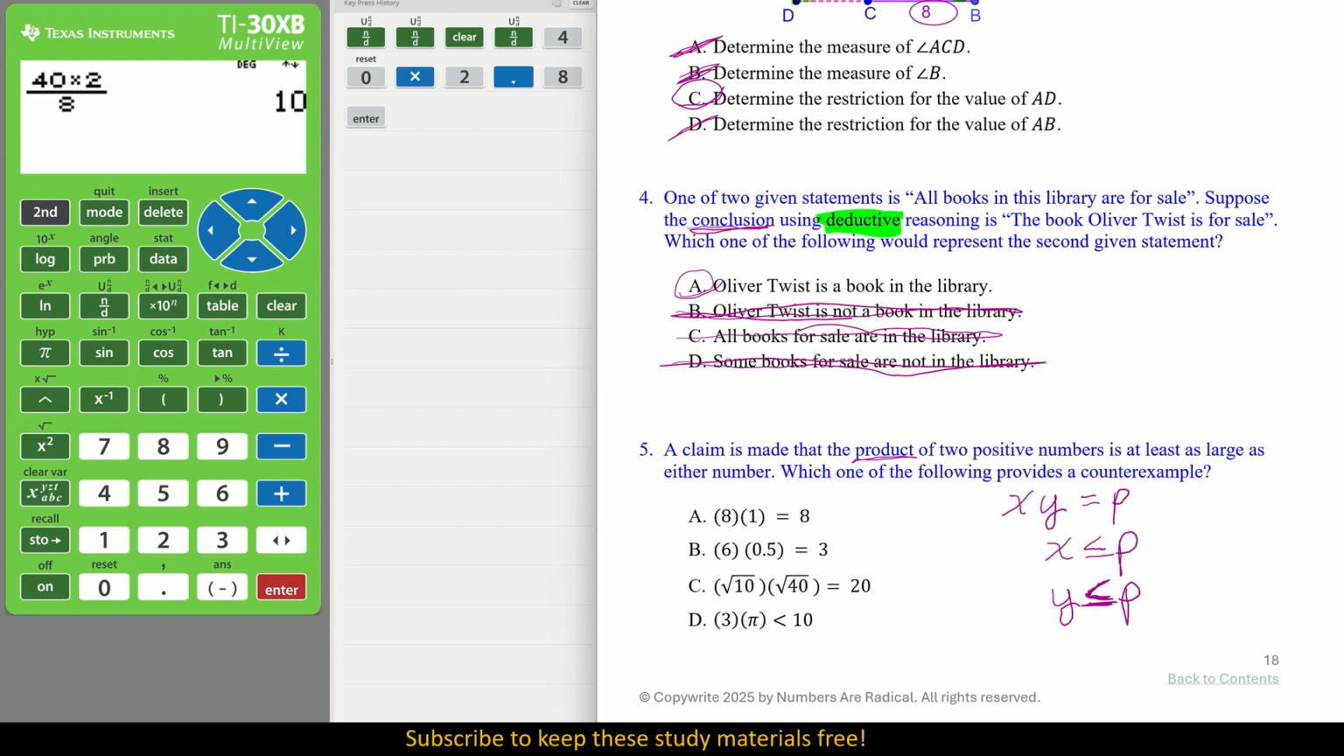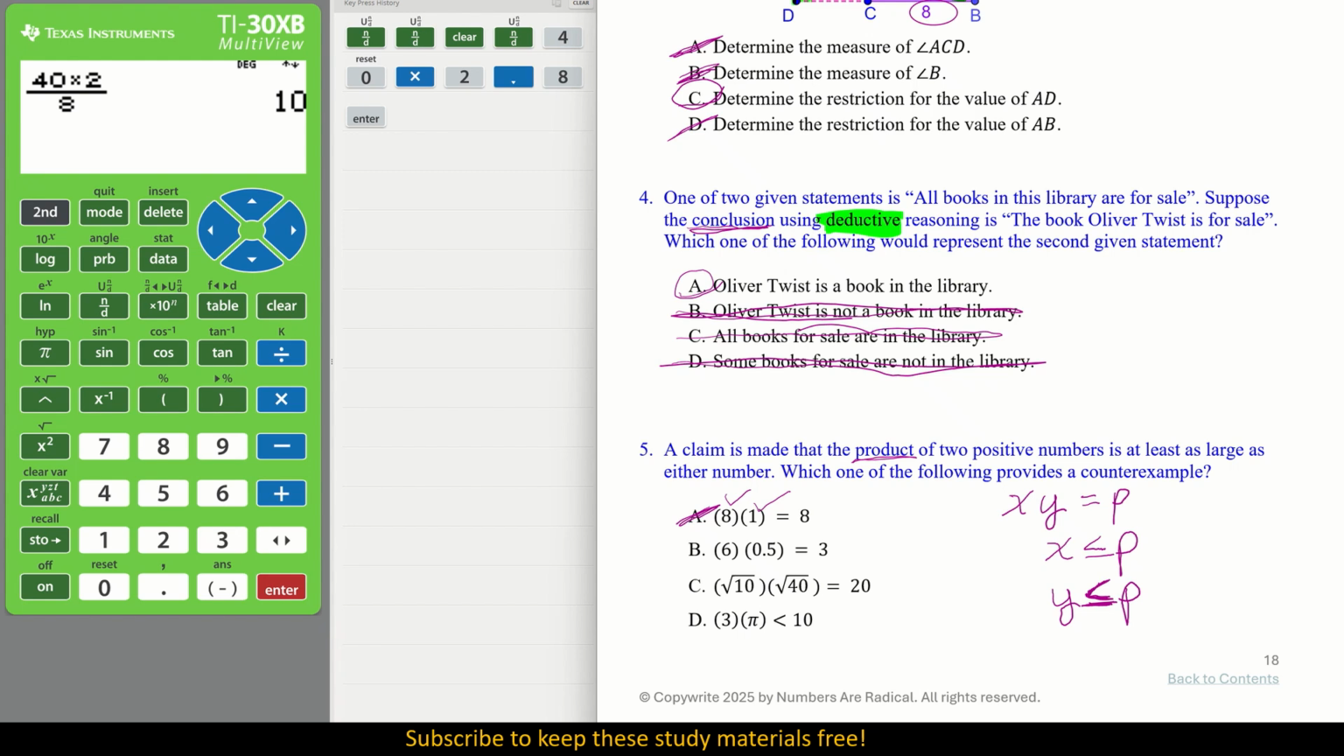Now, let's look at A, B, C, and D. You have to analyze each one. Well, 8 is equal to 8 for A. That's a check. That can happen. And 1 is less than 8. So we want a counterexample. A is an actual example.